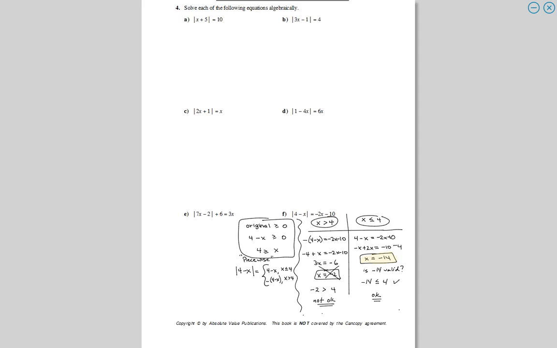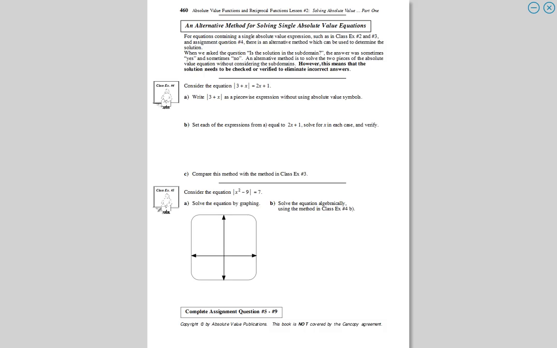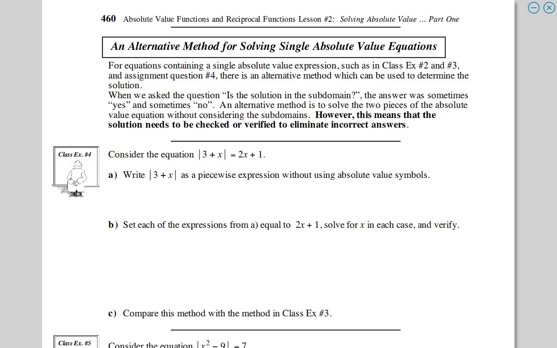Okay, so I didn't teach that directly because it kind of screws you over later when you're trying to do harder ones. But that's this alternative method. So you just solve both parts, part 1, part 2, and then plug it back in.